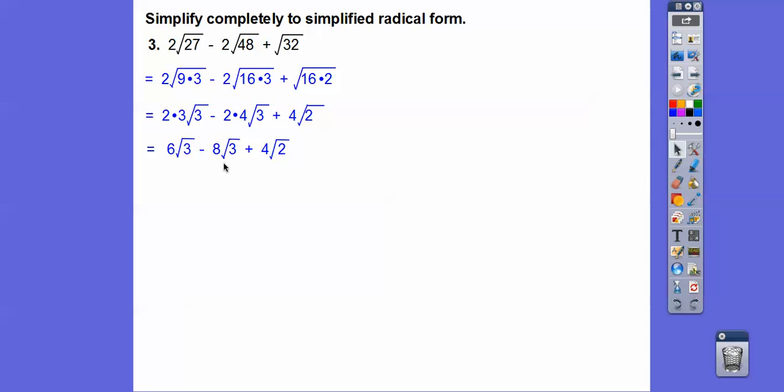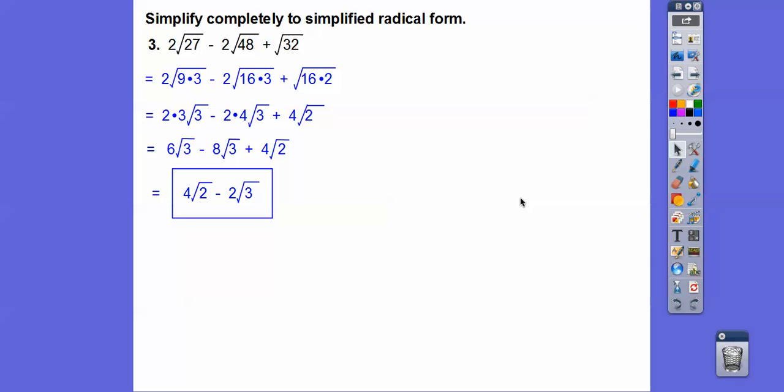This is negative 2 root 3. And this is positive 4 root 2. So we write the 4 root 2 first. So here's the minus 2 root 3 from these two guys right there. Okay, that looks cleaner than writing negative 2 root 3 plus 4 root 2.